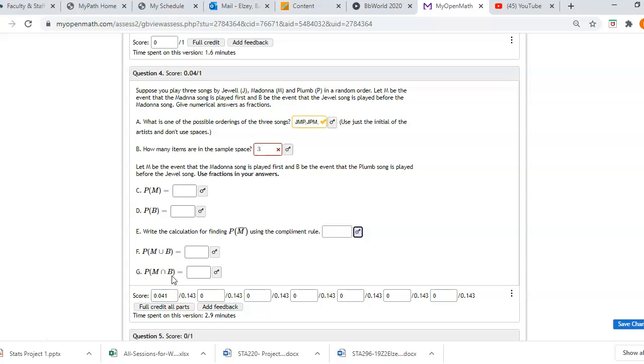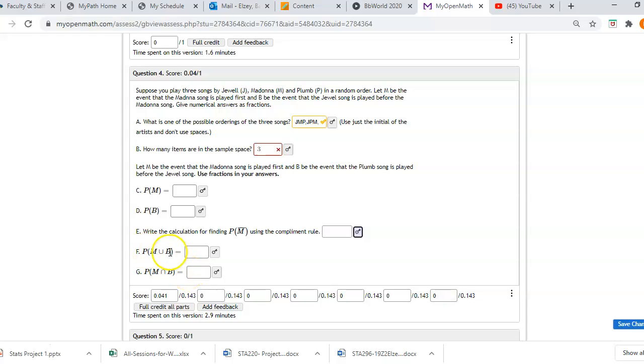Well, if we think about that, we can't have the Madonna song played first and at the same time have the Jewel song played before the Madonna song, because the Madonna song has to be played first. So this intersection is 0 in G, which is nice. Okay, so we've got the intersection of 0.